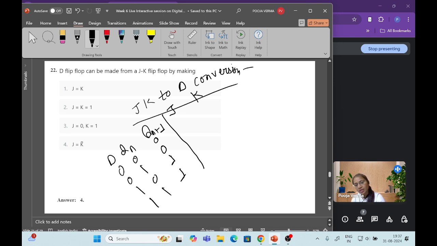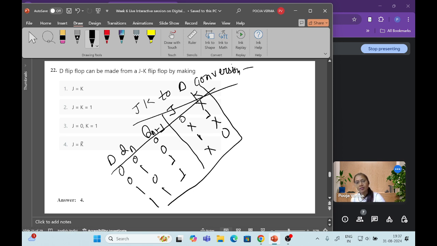From the excitation table we can take it. For 0 0 it is 0 cross, then cross 1, 1 cross, cross 0. Now we need to find out the value of J. What will be the value of J in terms of D, and what will be the value of K in terms of D, right? So for that we have to make a K map.